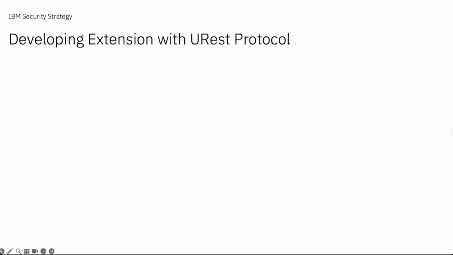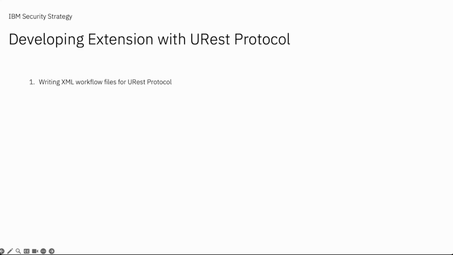So, developing an extension with Universal REST API. Till now we understood that we have received data and we are able to parse it, but how do we develop extensions or apps using our UREST protocol? I'm going to explain the complete process. The first one is we write the XML workflow files for the Universal REST API protocol.